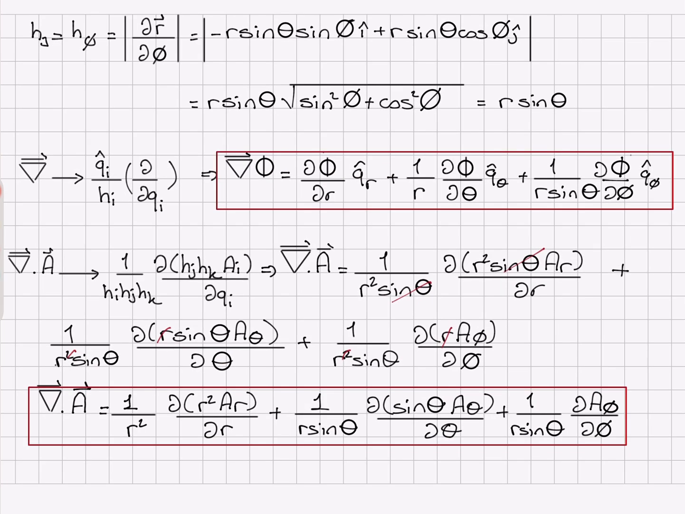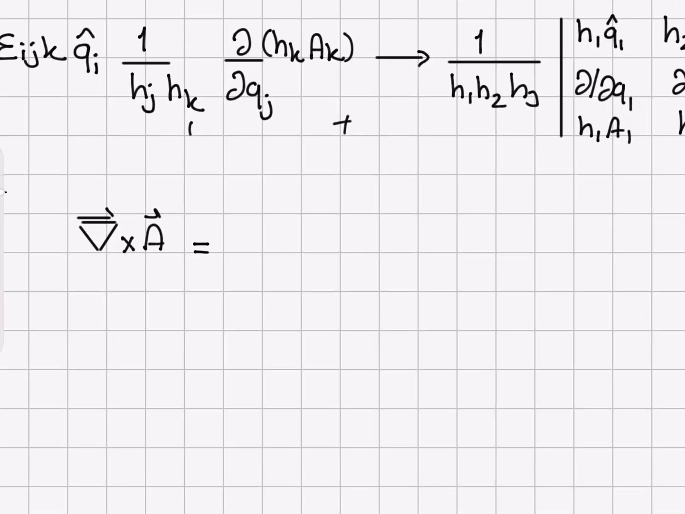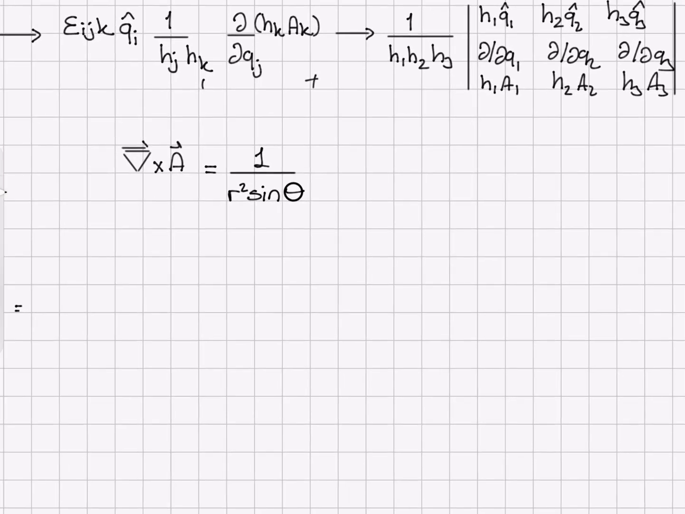Now let's work on the curl in spherical coordinates. Once again, we have this previous result, so we have to take this determinant, 1 over h1 h2 h3, which is 1 over r squared sine theta in this case, r squared sine theta. Now we're taking the determinant.